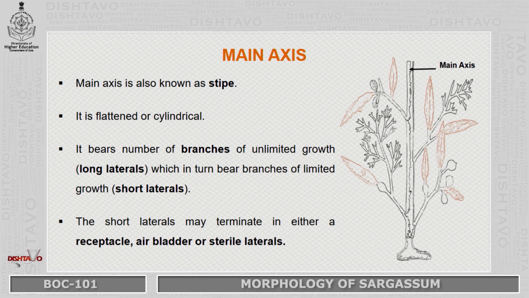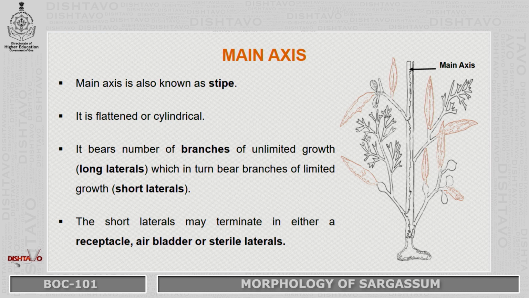Moving on to the main axis. The main axis is also known as the stipe. They are flattened or cylindrical in structure. The main axis bears branches of limited and unlimited growth, that is the long laterals and the short laterals. The short laterals present on the main axis can terminate into receptacles, air bladders or the sterile laterals.